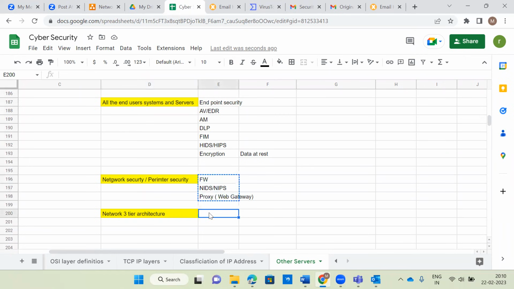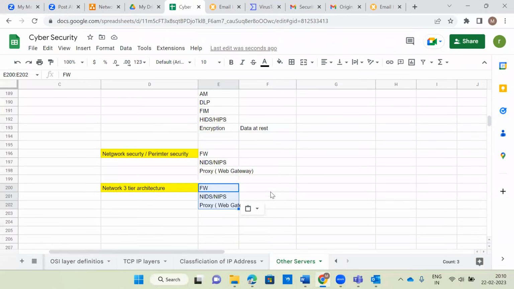Firewall, proxy, network IDS, network IPS. Every organization, as per security best practices, it's better to implement these solutions, as per ISACA, as per ISC2, as per the European Council, and so on. So this is called network three-tier architecture.